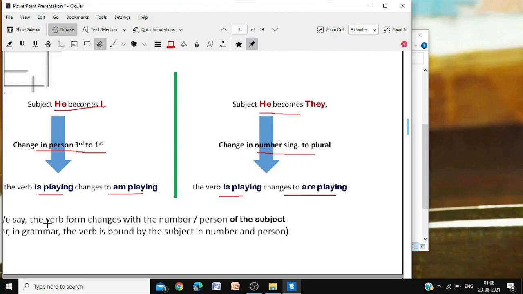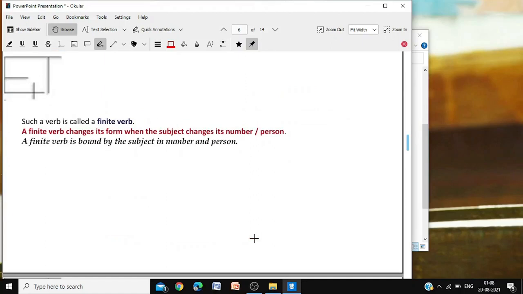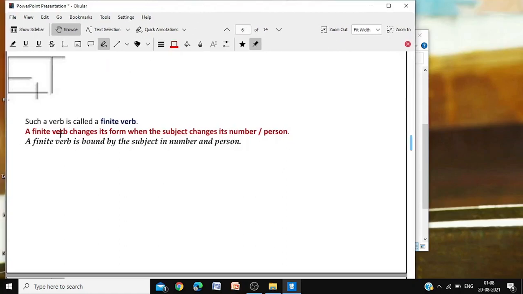We say the verb changes with the number and person of the subject, or in grammar the verb is bound by the subject in number and person. Such verbs are called finite verbs. So what are finite verbs? They change their form when the subject changes its number and person. Or in grammar we say a finite verb is bound by the subject in number and person.